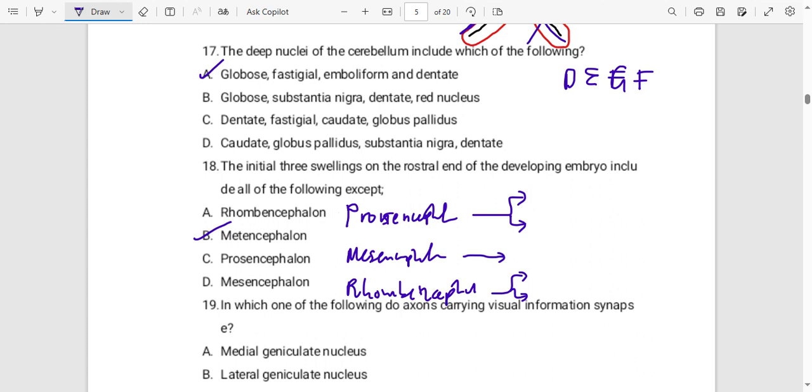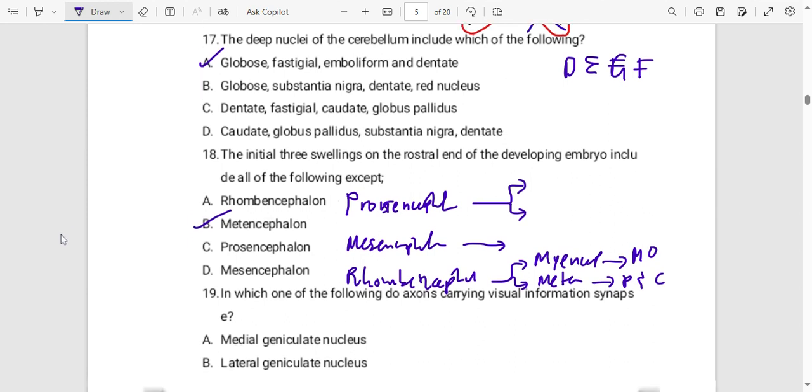Those are also known as the telencephalon and the thalamencephalon. The cerebrum and the diencephalon. So the cerebrum is the telencephalon, diencephalon is the thalamencephalon. The mesencephalon will still remain as the mesencephalon. Rhombencephalon will divide into two: myelencephalon and metencephalon. The myelencephalon forms the medulla oblongata. Metencephalon will form the pons and the cerebellum. So those are the basic things.